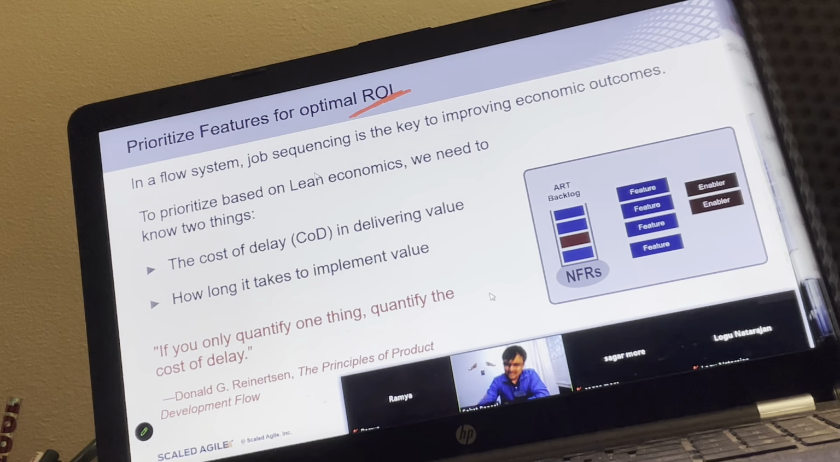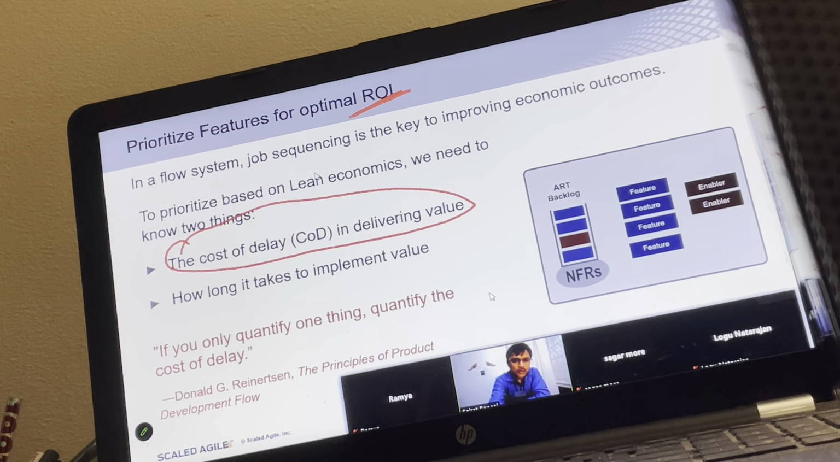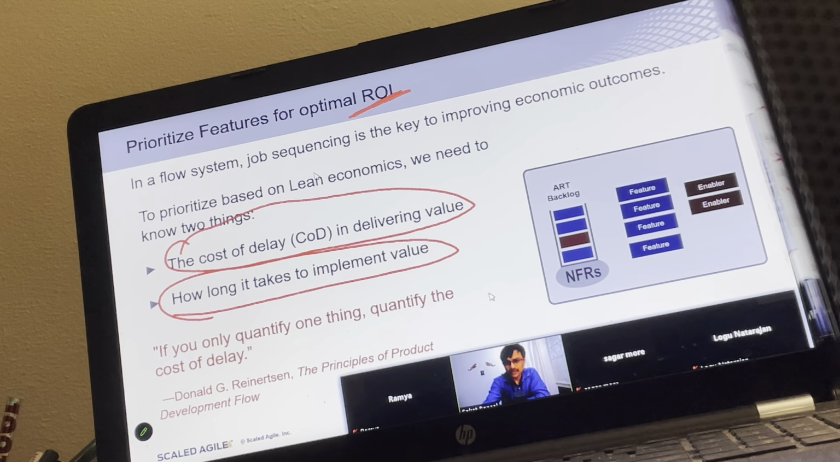SAFe is saying yes, we will do ROI, but we will play a guessing game. We will do an estimation of ROI. There is no absolute ROI, only estimation of ROI. So how do we do it? We need to estimate two things: something called cost of delay, and how long it takes to implement it. So maybe this is the benefit, the return, and this is the investment.